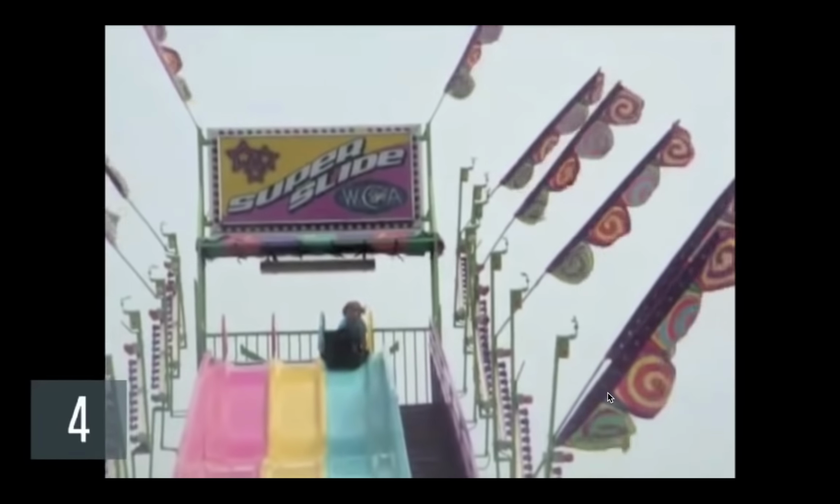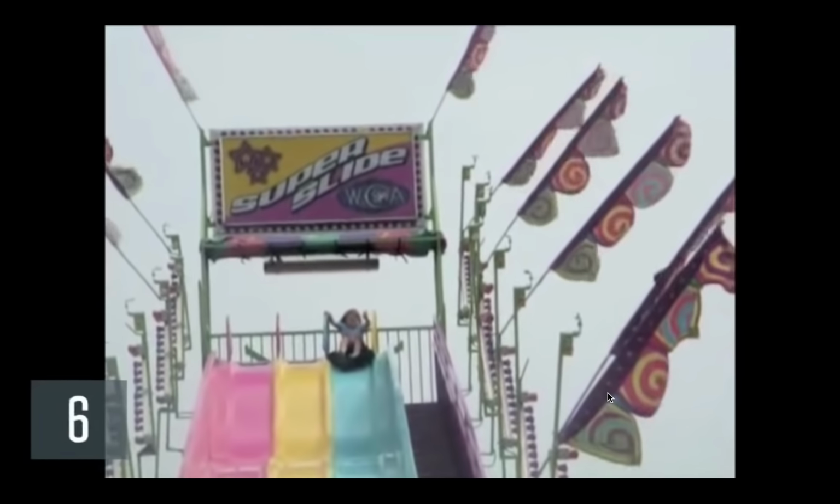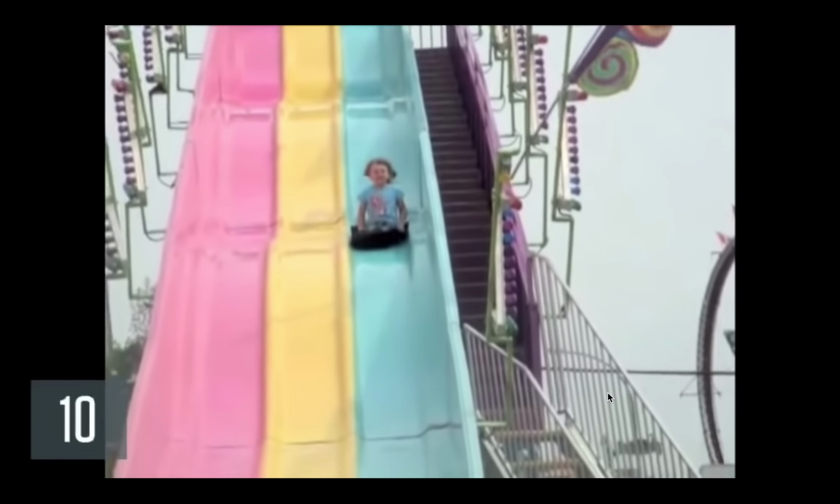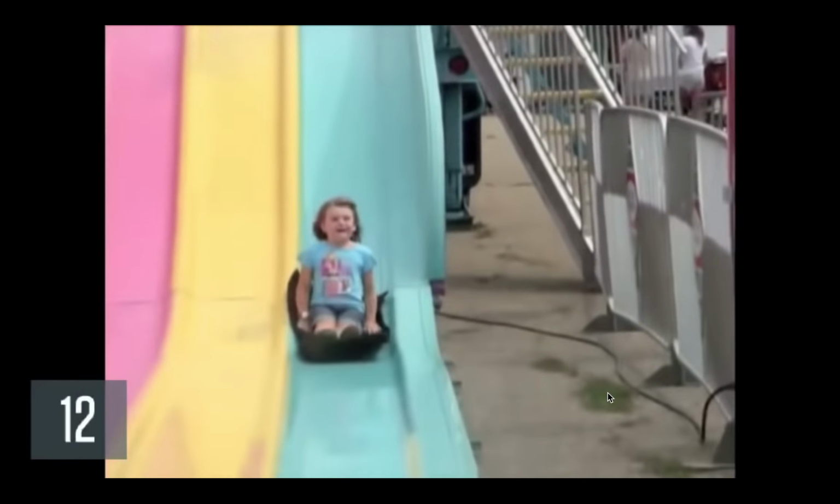My goodness. She has the fix up there. Here she comes, look. Wow, look at her. Whoa!